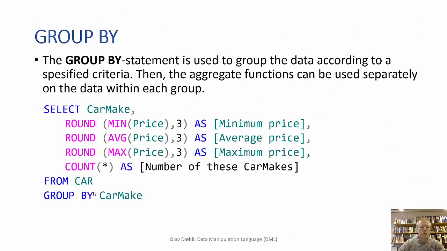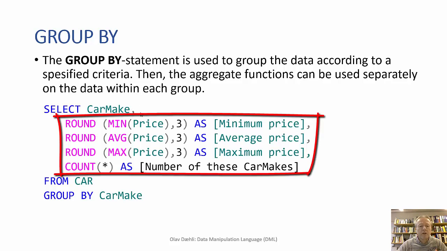We can also use a group by statement to group the result, group the rows after we have filtered them. And if we like here, group on car make, that means that all the Volvos will be considered as a group, all the Hondas will be considered as another group, and so on. And then we can let the SQL Server do calculations on the group. So here I have specified some calculations, and we do that in the select part.